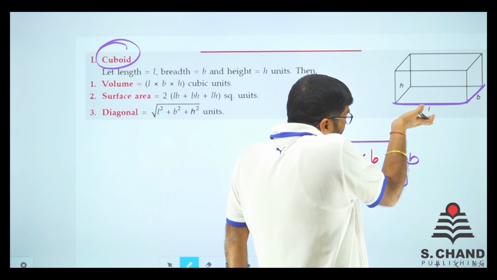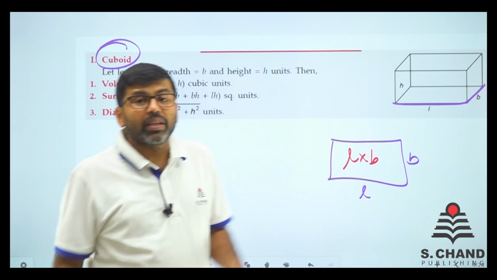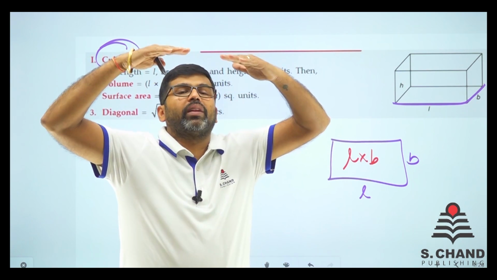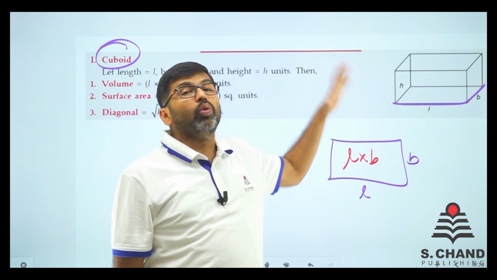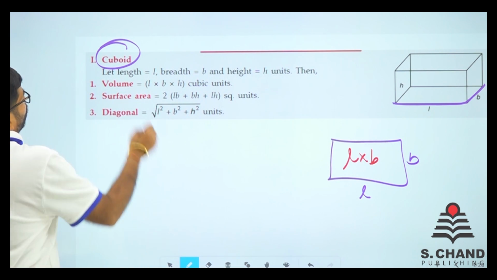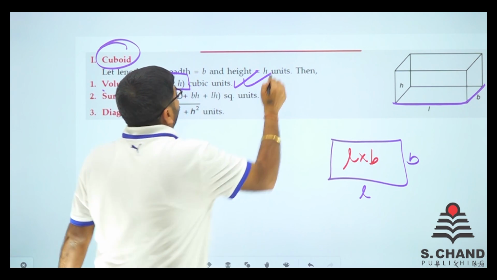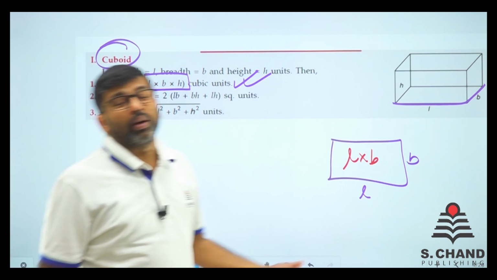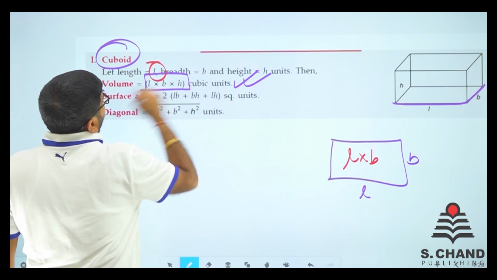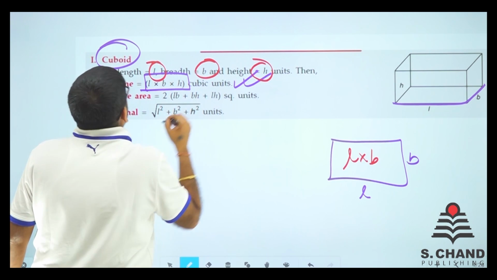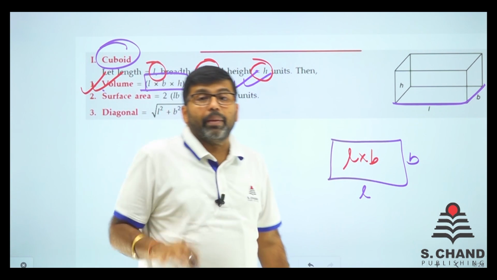Now L into B is multiplied by the height. Why height? Because you just pile up over that. So if you multiply length into breadth into height, it becomes the volume. So volume is equal to length into breadth into height, in cubic units, whatever the units, centimeter or meter or anything. So L is length, B is breadth and H is height. So volume is L into B into H. That is what you need to remember.